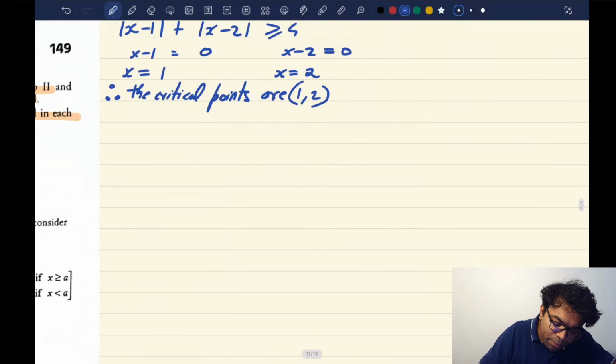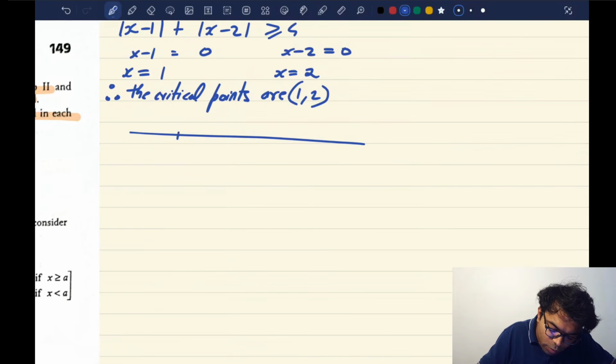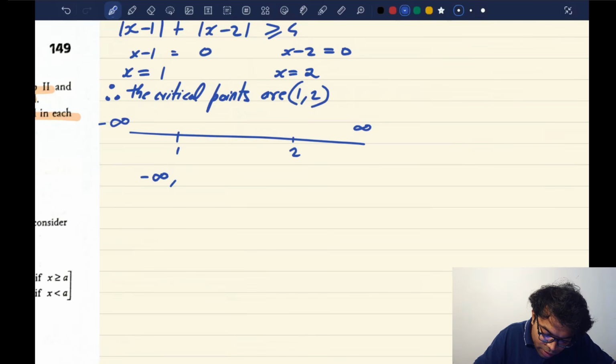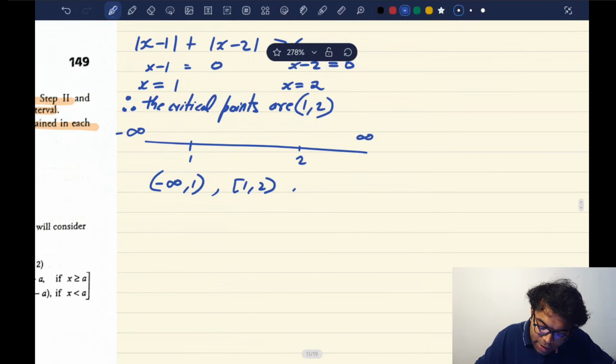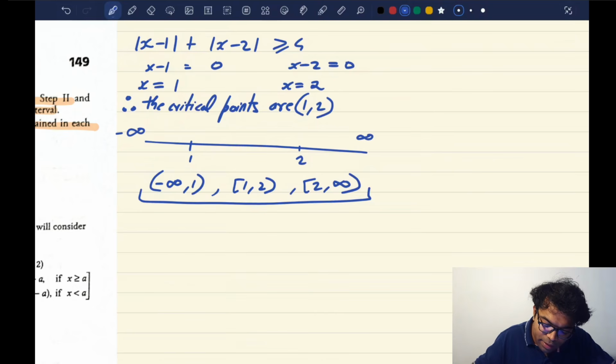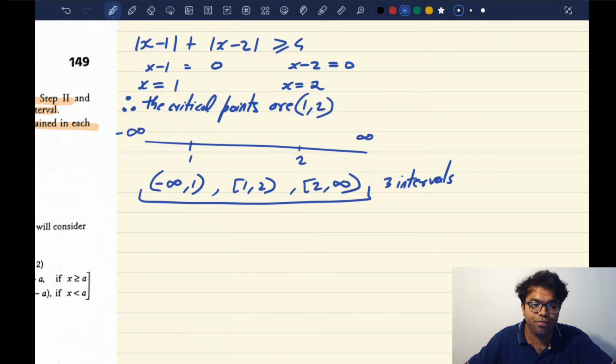Now, put a number line here. So you have 1 and 2. This is minus infinity, and this is infinity. So the three different intervals will be minus infinity to 1, open brackets, then 1 to 2, open bracket, and then 2 to infinity. So these are the three intervals that we have. Clear? Is it clear up to now? Any doubts, Drupad, here?